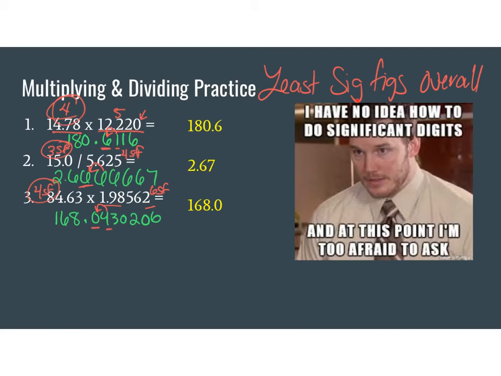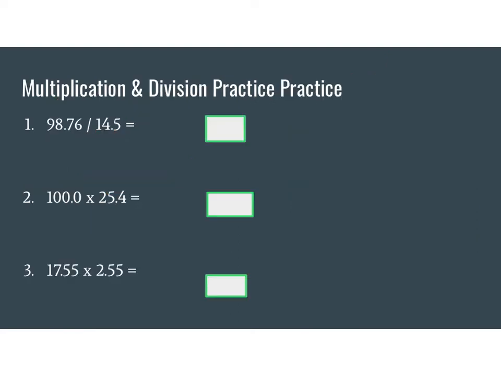So again, least sig figs overall. So you're going to have to look at both of the things that you are looking to multiply or divide and see how many sig figs are there. In this case, it worked out so it was all of the first values. That is not always the case.